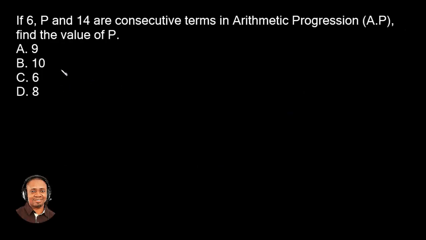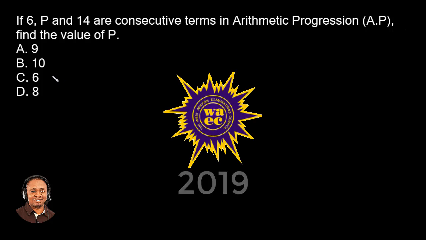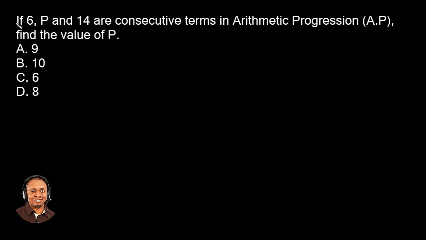Welcome. Now your Ogbonga teacher Oluwakemi welcomes you, the Ogbonga student, to this WAEC Math 2019. Now the question is this: if 6, P and 14 are consecutive terms in arithmetic progression, AP, find the value of P. So this question gives us three terms. The first one is 6, the second one is P, and the third one is 14.